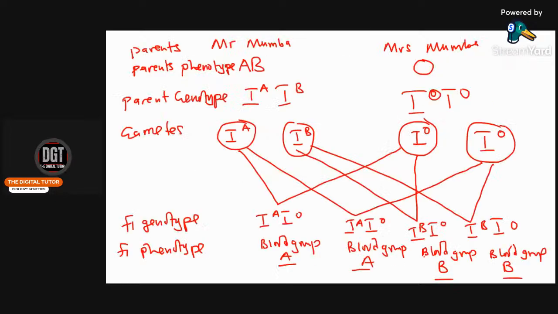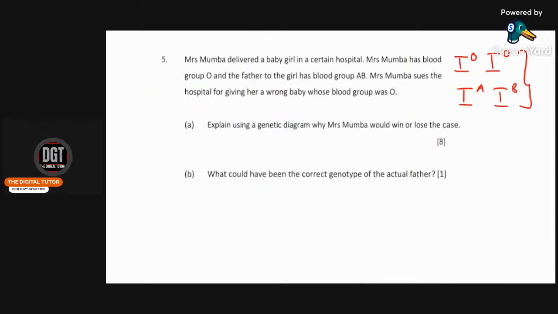In case Mrs. Mumba had maybe some extra affairs, if that was the child to Mrs. Mumba, what would be the blood group to the father? Since the child is blood group O, the blood group to the father could be blood group O or blood group what?